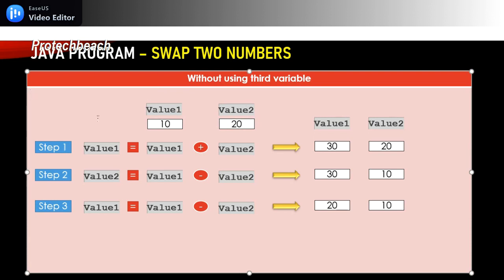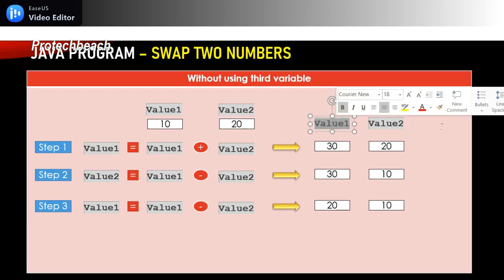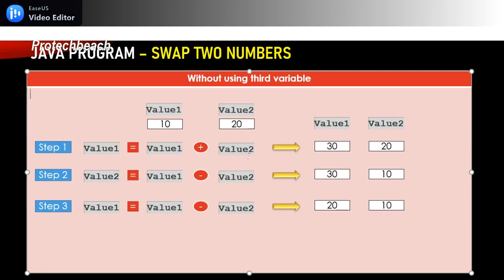The first step: value 1 plus value 2, I will assign to value 1. Initially it has 10 and 20. After execution of step 1, what do we get? Value 1 gets 30, because these two are added, and value 2 we are not modifying, it remains 20. I am only assigning value 1 plus value 2 to value 1, so value 1 will be 30.